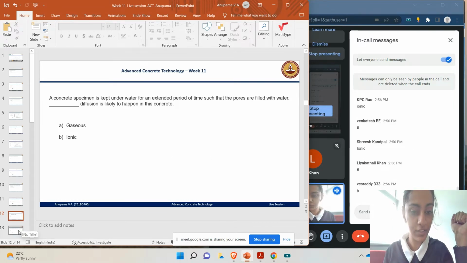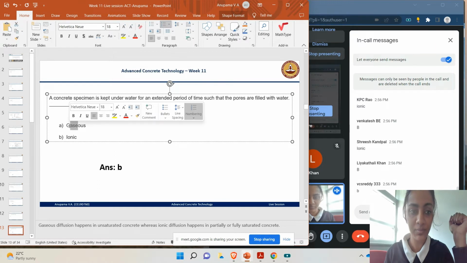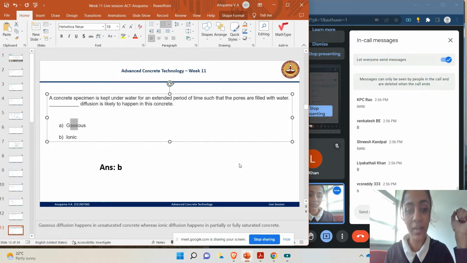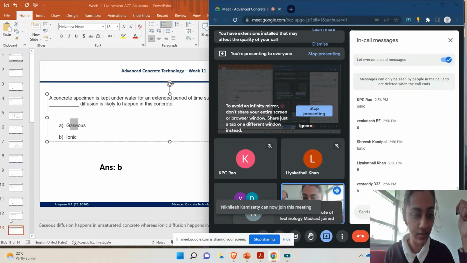Okay, so let's move to the correct answer. Correct one is ionic, as all of you have rightly told. For gaseous diffusion to happen, it should happen through unsaturated concrete, whereas in partially saturated or fully saturated concrete, ionic diffusion can happen. So for the gas to pass through, it shouldn't be saturated. But if it is saturated, which means the pores are fully filled with water, as in this case, ionic diffusion can happen. Okay, so moving on to the next question.